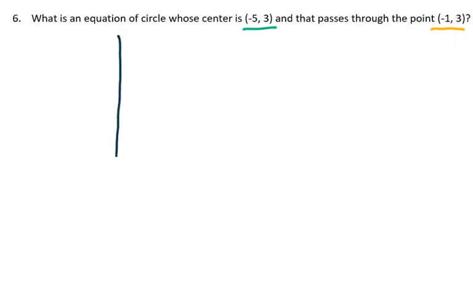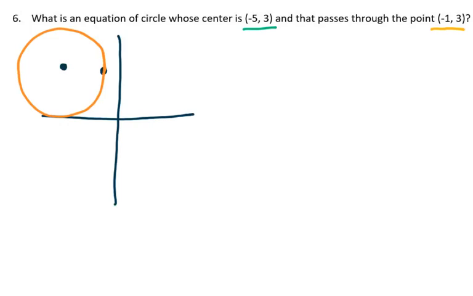So I'm going to go ahead and take a look at this graph to figure out, can I figure out anything from this picture? I'm going to be at (-5, 3), which is about here. I'll estimate. There's my center point. And it says it passes through the point (-1, 3). So if I was to draw what this circle would look like, it's going to pass through this point and go like that. If I connect my center point with the point on the circle, I get a radius.